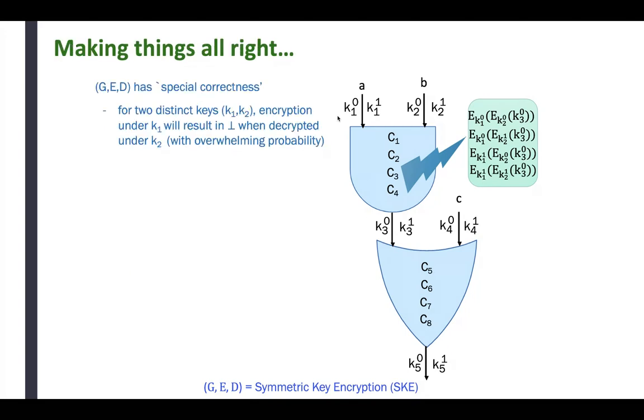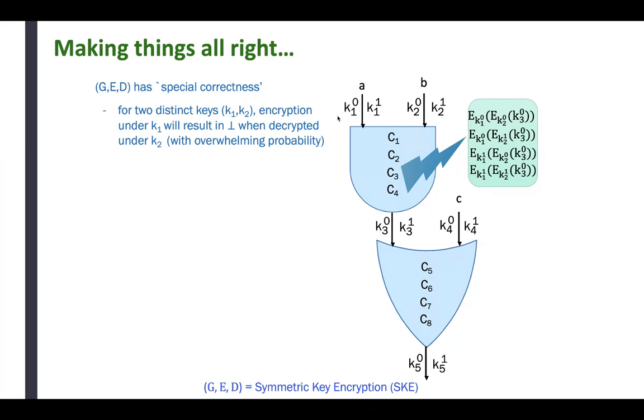And what do I mean by special correctness? I mean the following. If you take any two distinct keys, K1 and K2, and you use K1 for encryption and K2 for decryption, then the decryption should ring a bell, that an error has happened. You can't get anything. So you get no message in this case. In this way, when you try to decrypt the four double encryptions, you will get stuck in three of them. Only one of the four double encryptions you will be able to open using the key pair that you have received.